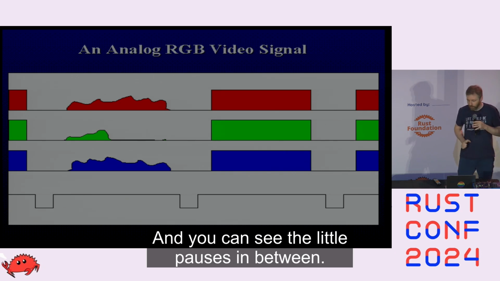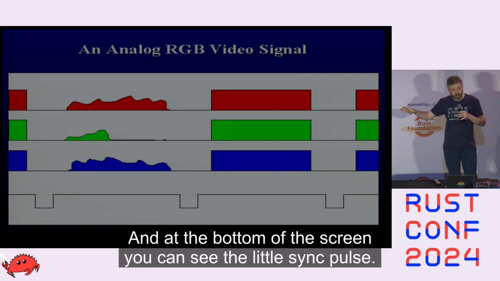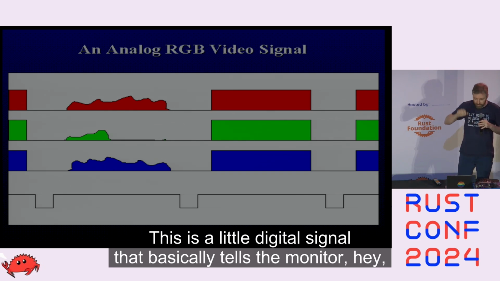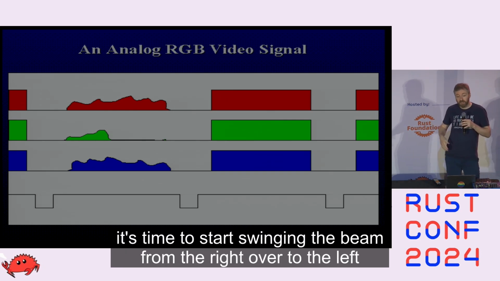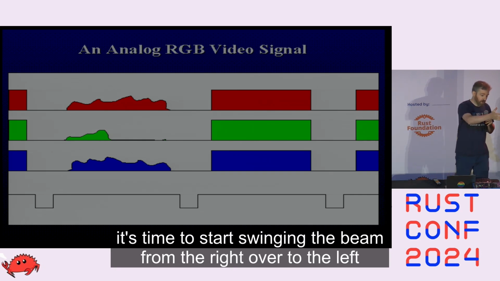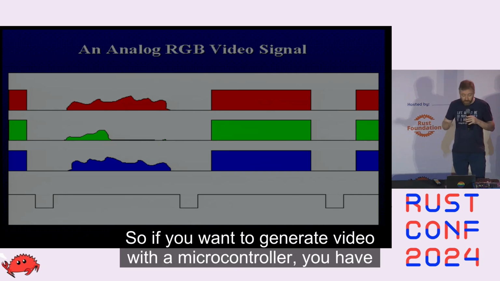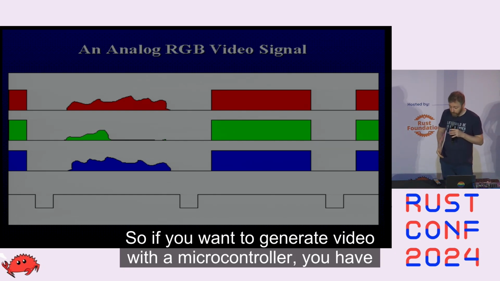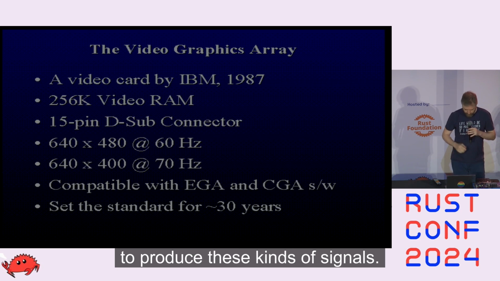And you can see the little pauses in between. And at the bottom of the screen, you can see the little sync pulse. This is a little digital signal that basically tells the monitor, hey, it's time to start swinging the beam from the right over to the left and just drop it down one line. So if you want to generate video with a microcontroller, you have to produce these kinds of signals.